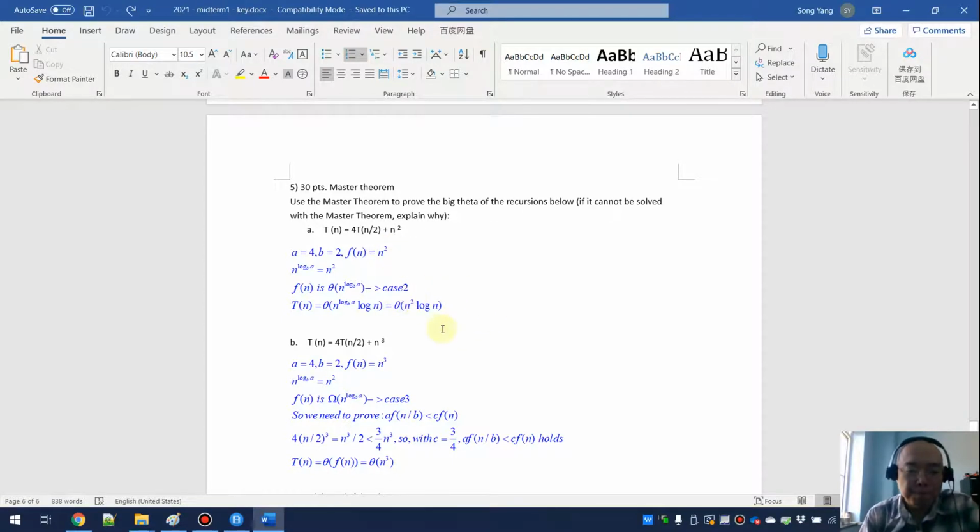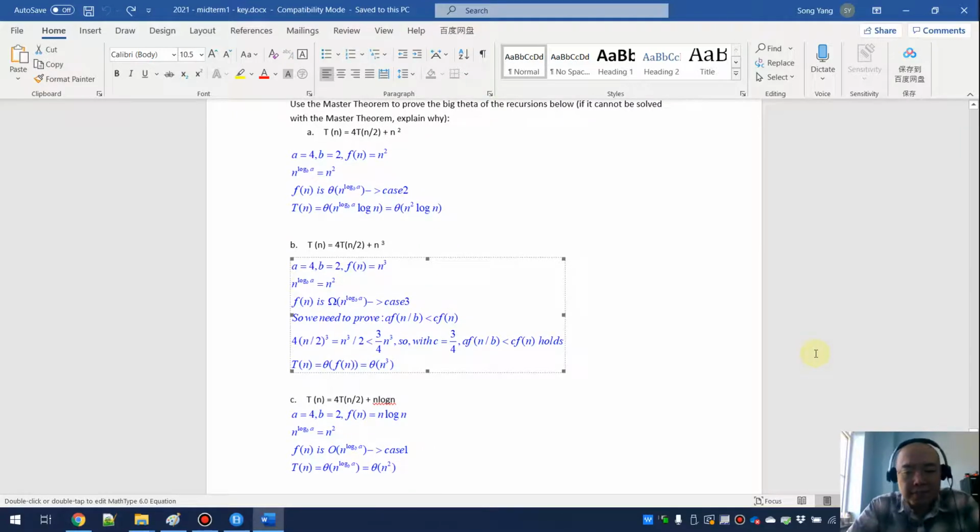Okay. And the next question is really a hard one. We still have a as 4, b as 2, and f(n) now is n cubed. Then we have n to the power log_b a, which is n squared. So in this case, we know that f(n) grows faster than n to the power log_b a. So that is case 3. But you cannot jump directly to the conclusion yet.